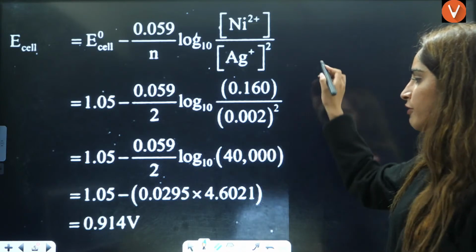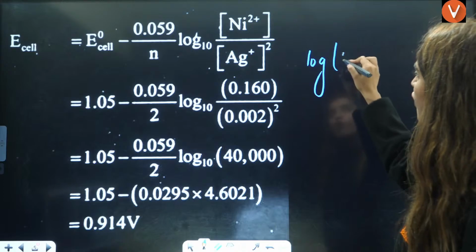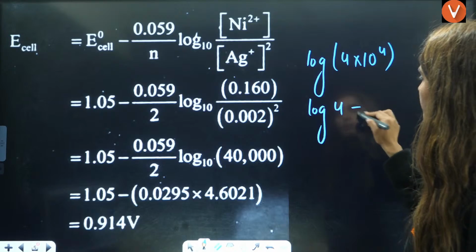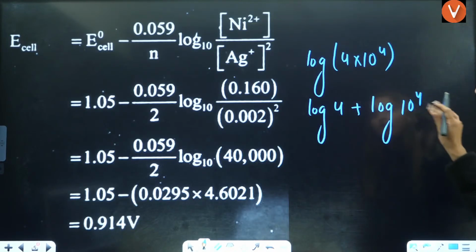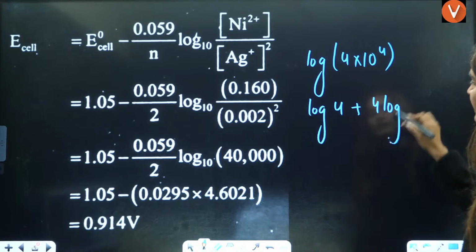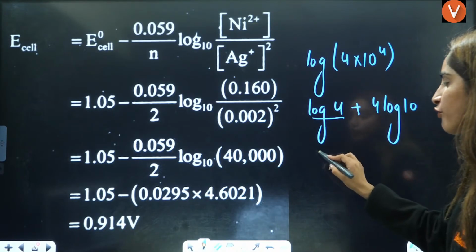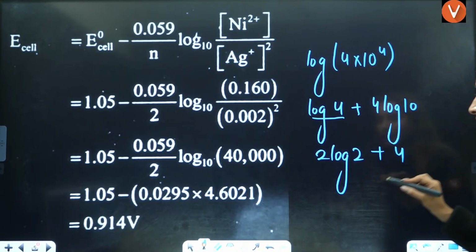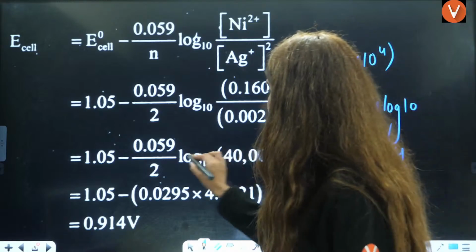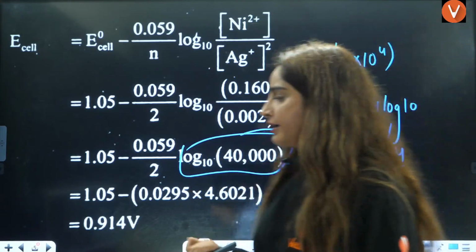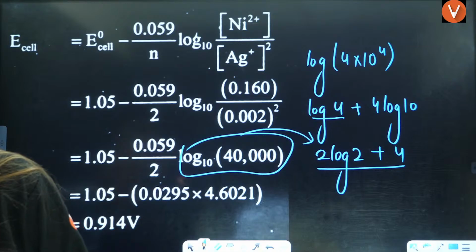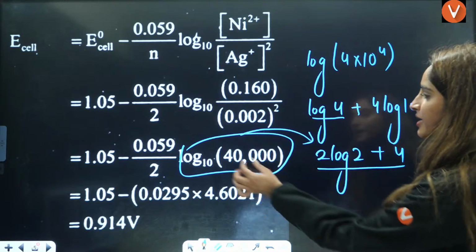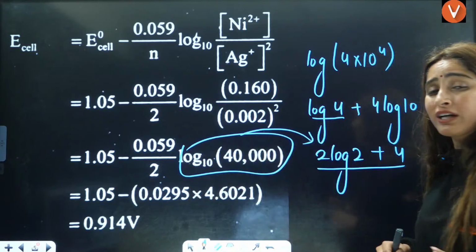I'll just solve it for you. This can be regarded as 4 into 10 raised to power 4, right? You can also write it as log of 4 plus log of 10 raised to power 4. You can also write it as log 4 plus 4 log 10. Log of 4, you can write as 2 log 2, plus 4. Log 10 is 1. So this can be your final answer when you solve this particular statement. Is there any problem till here? Students, are you able to understand how to solve the value of log of 40,000?